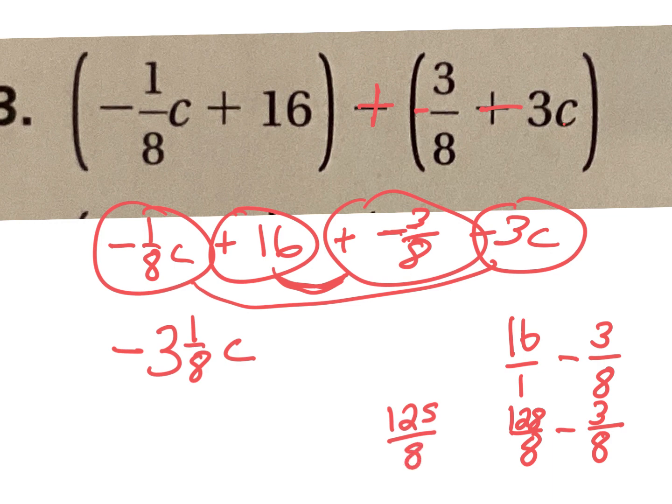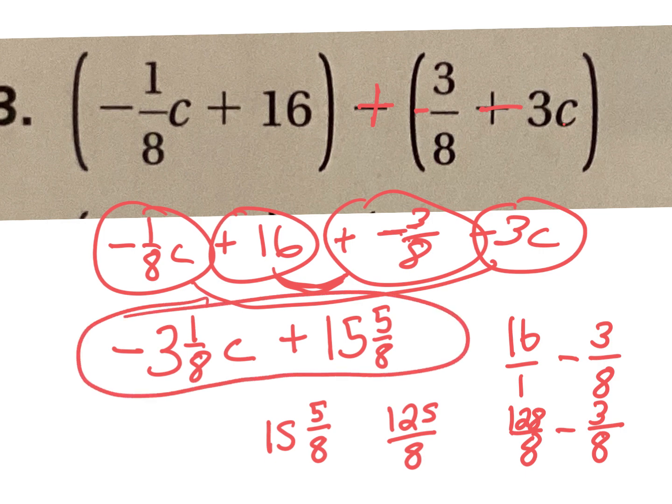Then how many times does 8 go into 125? Goes in there 15 times. 15 times 8 is 120. So that leaves 5/8. And it's a positive, so it's a plus 15 and 5/8. Wait a minute, that one's not c, that's my constants. So, gotta get rid of that c. There we go. So the answer is negative 3 and 1/8 c plus 15 and 5/8.